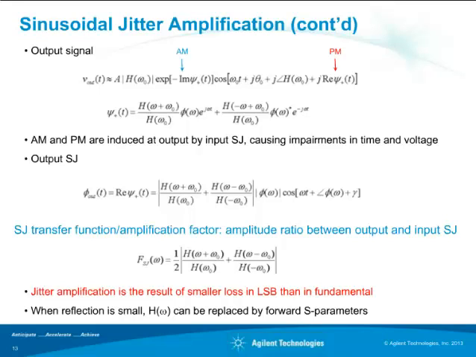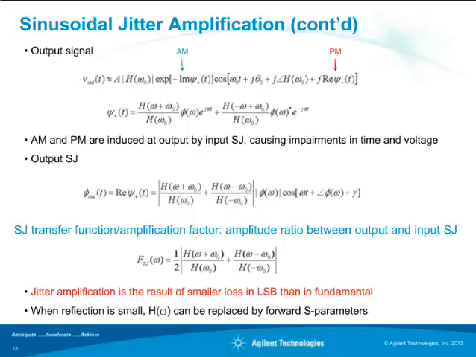Okay. The output signal Sj is determined by the phase modulation term, which you can see is also a sinusoidal at frequency omega, but with a different amplitude. Therefore, we can calculate the Sj transfer function or the amplification factor by comparing output Sj amplitude and the input Sj amplitude. And the amplification factor of Sj is given by the equation at the bottom of this slide.